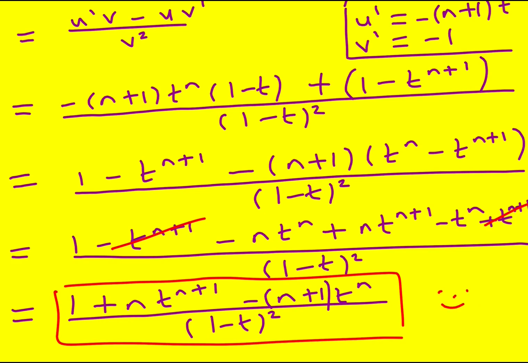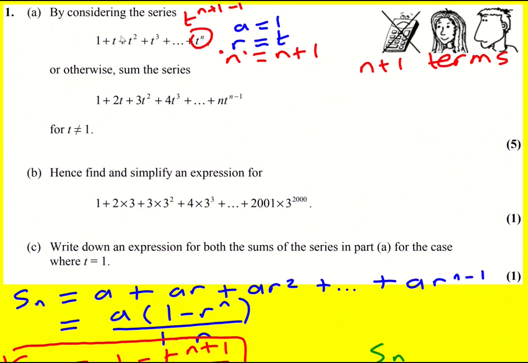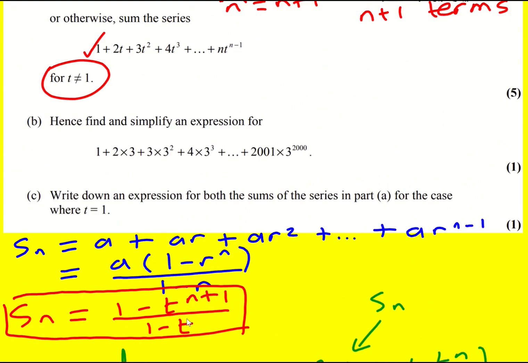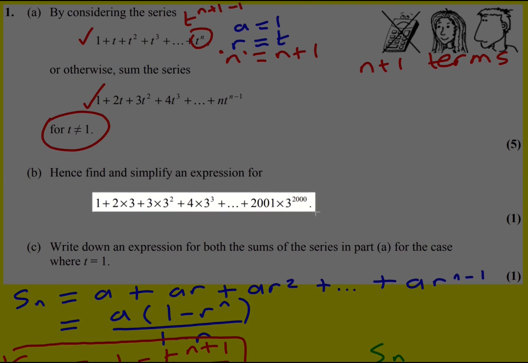Okay, well done if you got that. All right, let's continue. So we've done this bit, and we've done this bit. T is not equal to 1 through these. The main issue would be that you'd be divided by 0. So hence, find and simplify an expression for this.